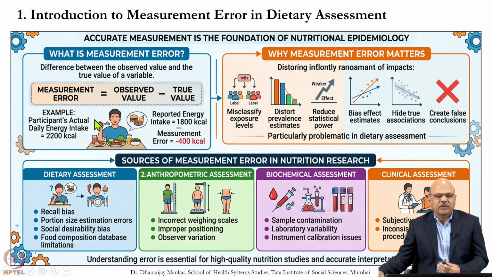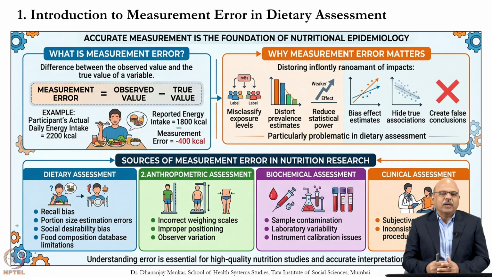If you see this example where there is a difference of 400 calories, you may see there is distortion, and you may find the importance, namely misclassification of exposure level, distorted prevalence estimation and reduced statistical power. So you will have a bias, you will have a high true association and create a false conclusion. So it is very problematic in terms of dietary assessment, where measurement errors matter a lot.